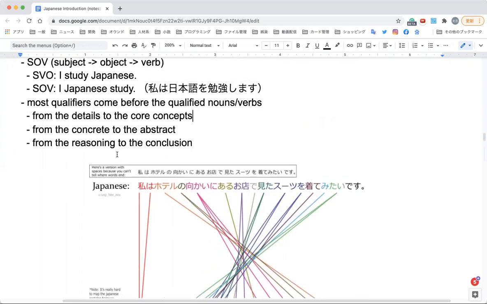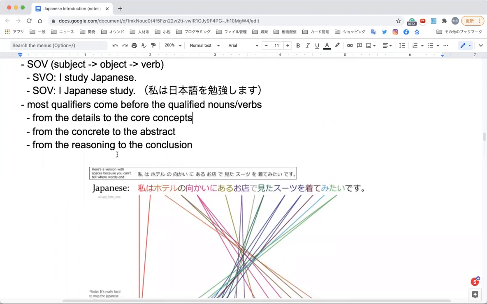reverse in many cases. So maybe to generalize the tendency of Japanese word order, I would say in Japanese, we start from the details and move on to the core concepts, starting with the concrete thing and moving on to the abstract thing, and from the reasoning to the conclusion. So I think it's completely diverse from English.